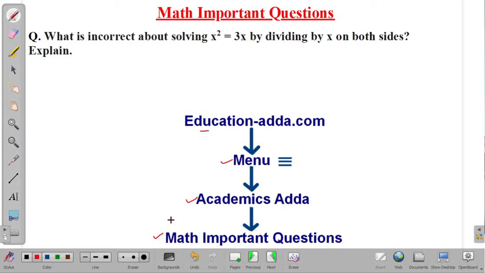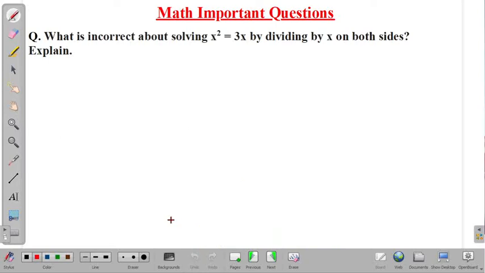So coming back to the question, what is given here? What is incorrect about solving x square equal to 3x by dividing x on both sides? Okay, so we need to explain what is wrong with it.